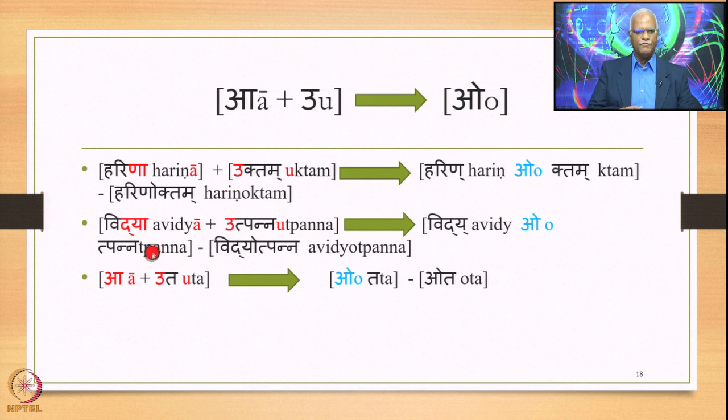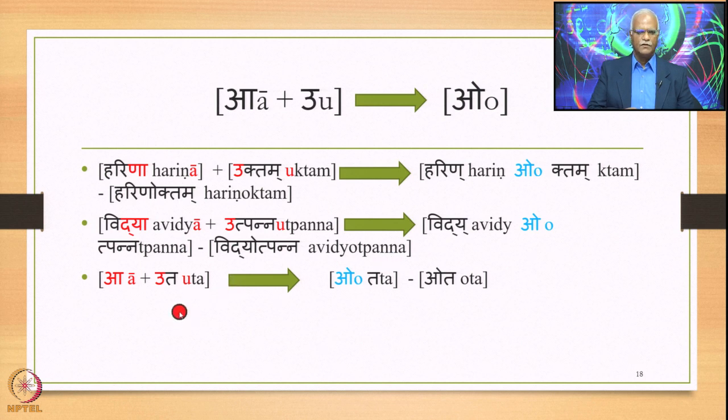Within a compound, we have Vidya and Utpanna, where A is followed by U immediately, this being a compound. So there is Samhita obligatory. And so in place of A and U, we get O. So we have Vidya, O and Utpanna. When we join them together, we get Vidyotpanna, generated by knowledge.